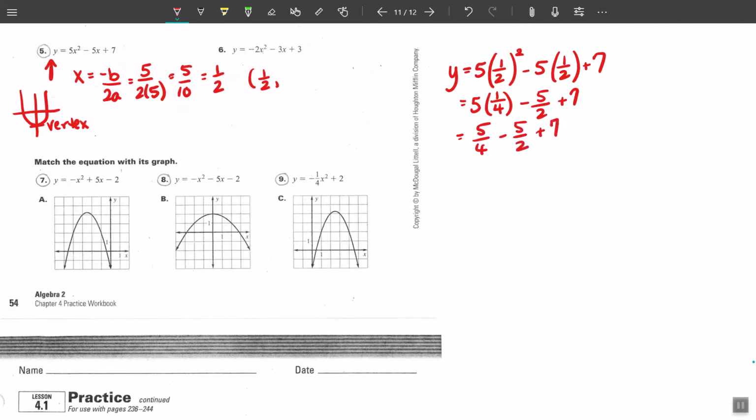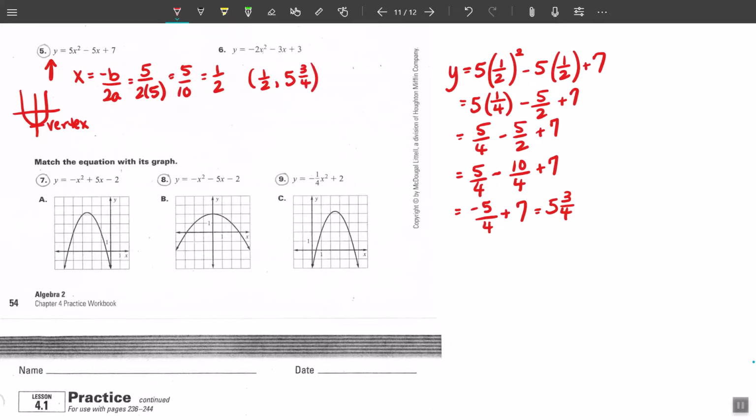All right, at this point, we've got 2 fractions with unlike denominators, so we've got to make the denominators match. In this case, the least common denominator would be 4. So if I make this 4, then the numerator will be 10. Okay, and so we'll end up here with 5 and 3/4, a positive 5 and 3/4. So that's our y. 5 and 3/4 would be the y on our vertex.